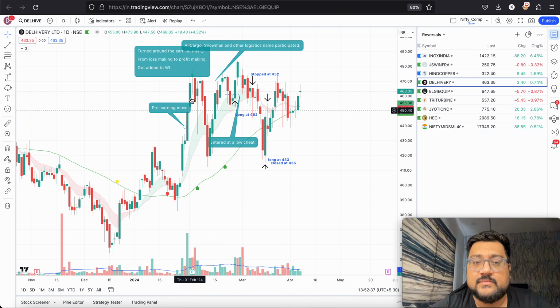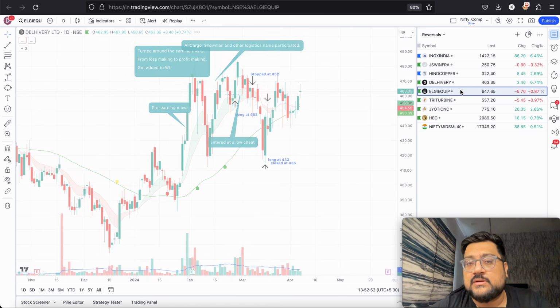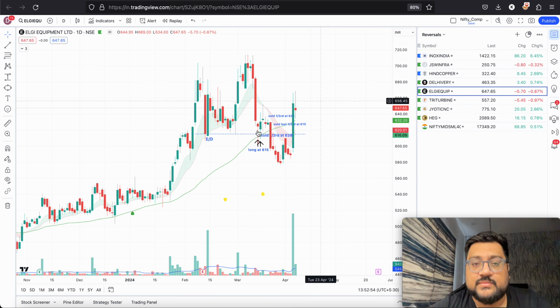Again the same scenario, pre-earning move which we saw. After that post earning move which we saw, bad market condition, we fell down to the same range, and the same range is now being protected, right? So this is also, I took it around 433. Go back to the fifth name, LGA Cube. So this is what I want to see, right?